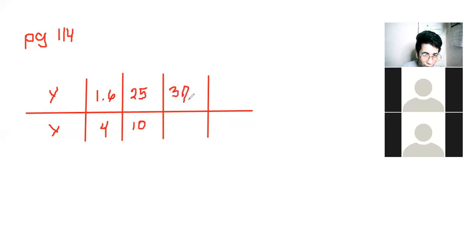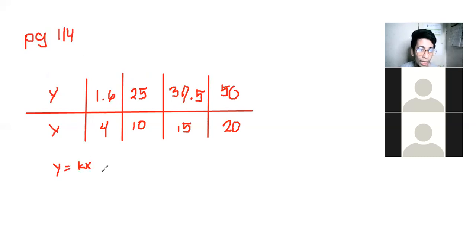Ay, 37.5, sorry. We have 15, we have 50 and 20. Okay. Verify muna natin if direct variation. So, alamin muna natin, kukwentahin pa natin isa-isa yan, y is equal to kx. Dito muna tayo sa una, kung parehas pa sila lahat ng ating constant of the variation.